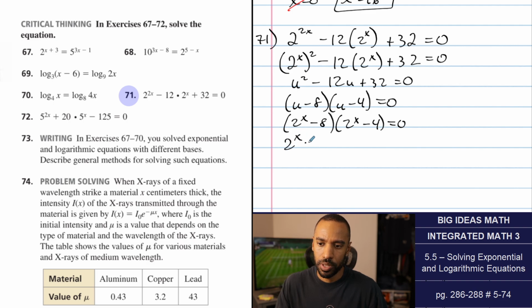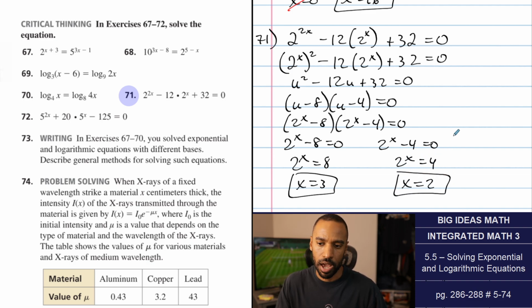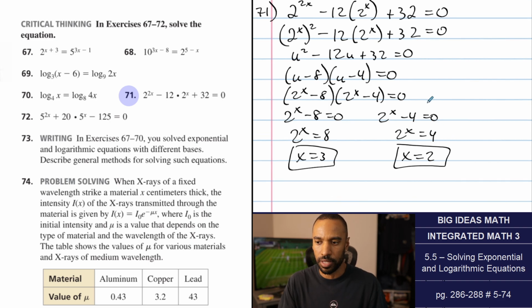So either 2 to the x minus 8 equals 0 or 2 to the x minus 4 equals 0. So 2 to the x equals 8, in which case x would have to equal 3, or 2 to the x equals 4, in which case x would have to equal 2. Not a plus or minus. We're not doing square roots. If you're doing any form of log stuff, this is what you'd get as well.